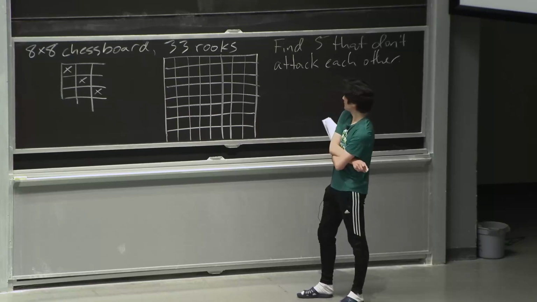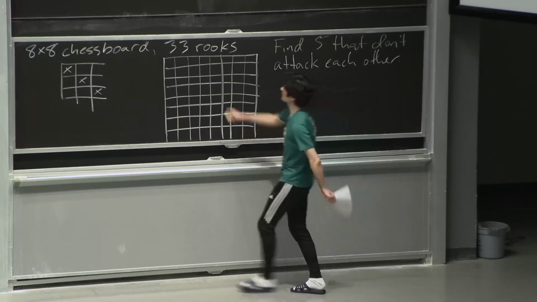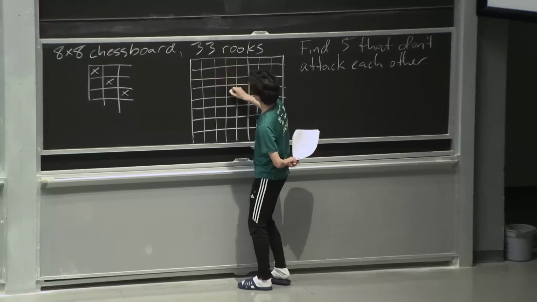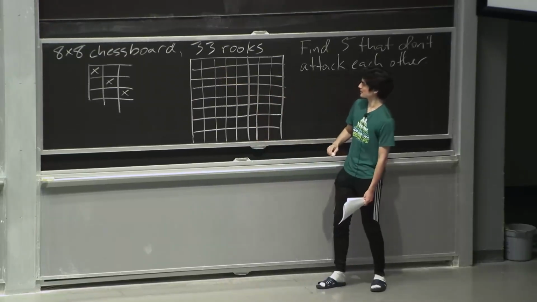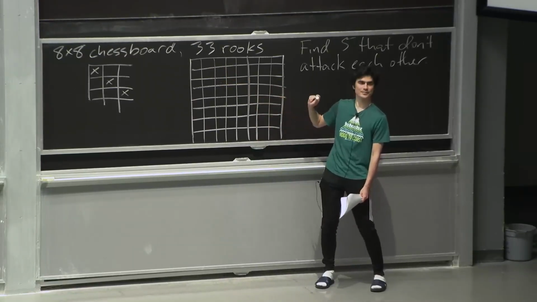Is that true? I don't think that's true, right? Like if we place rooks in these 4 squares, right, they're going to cover 3/4 of the chessboard.